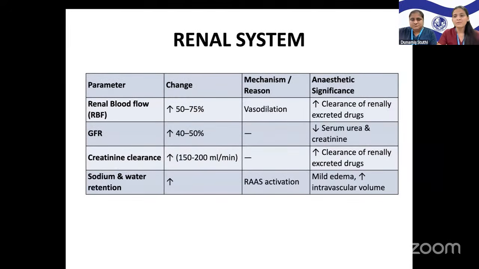Renal system physiological changes that occur are that renal blood flow increases by 50 to 75%. In the first trimester, it is by 75%, and by term, it comes to 50%. This is due to vasodilation, and it helps in increased clearance of renally excreted drugs. Also, GFR increases by 40 to 50%. Creatinine clearance, normally 100 ml per minute, is increased to 150 to 200 ml per minute. Therefore, there is clearance of renally excreted drugs.